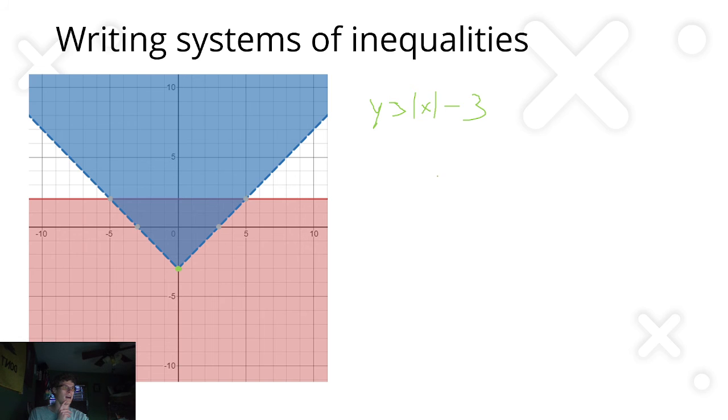All right, our next line. What is our next line? Well, it's actually y is less than or equal to 2. Okay? Because it's less than, going down, and the solid line indicates that it is less than or equal to. It's equal to.